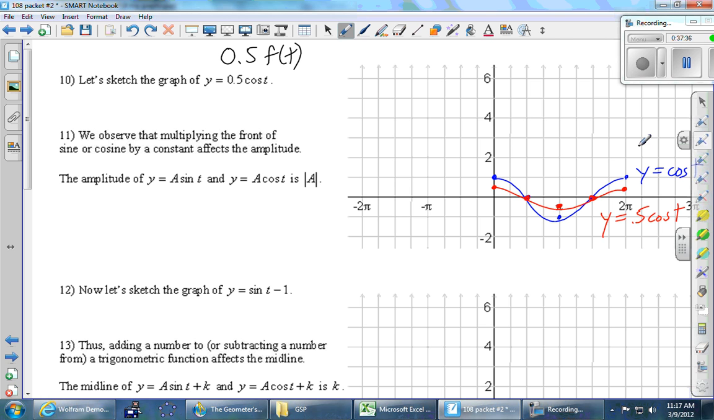Take the absolute value part correctly. If it was a negative, what if it was a negative 0.5? What would that do to this red curve? We'll just flip it right over the x-axis. But still, how far is it stretched? It's still 0.5. So just make it positive even if it's negative if I ask you for the amplitude. Oh, and I probably will ask you for the amplitude at some point.